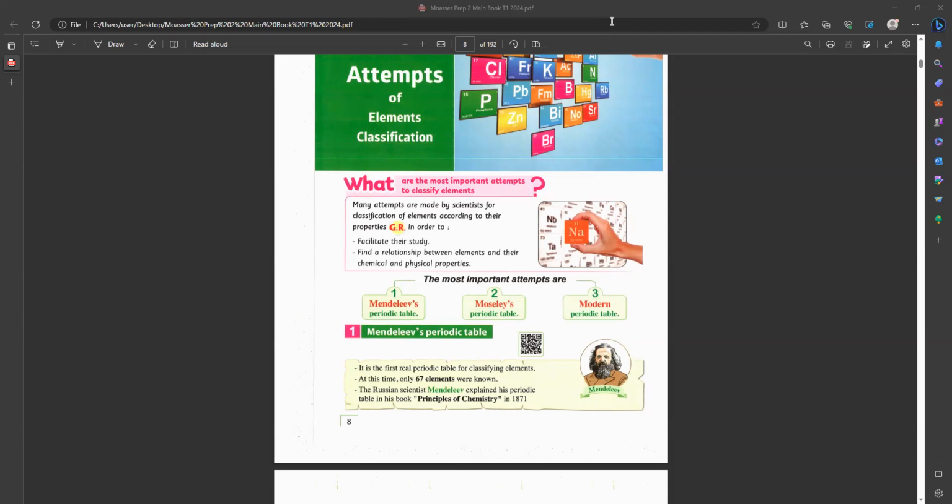Physical properties mean the element's color, its shape, its texture, what is the melting point, changing to liquid, what is the freezing point, the point at which it changes to solid, what is the boiling point, its density, whether it floats or sinks in water. All of this is called physical properties.